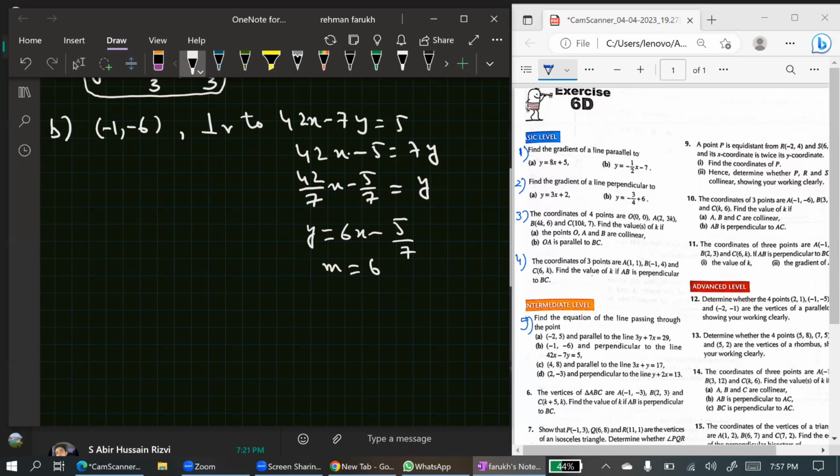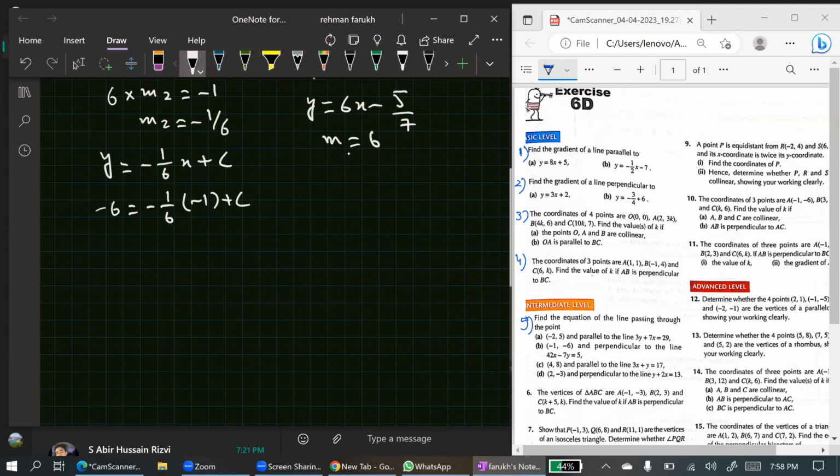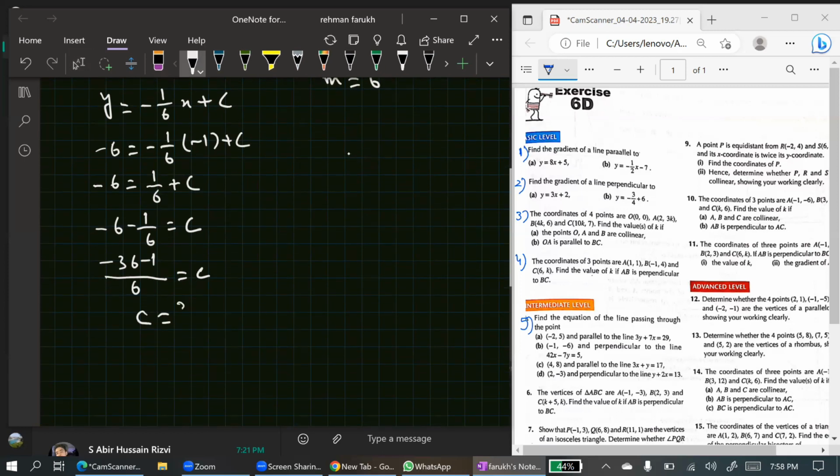Now the required line is perpendicular to this. To find out the gradient of the perpendicular line, we will use M1 multiplied by M2 is equal to minus 1, and we can put 6 in M1. So we have the gradient and the point minus 1 and minus 6. Now we can find c and the equation. Now the required equation for part 2 is y is equal to minus 1 over 6x plus the value of c, that is 37 over 6.